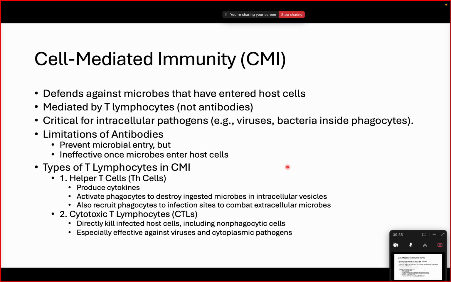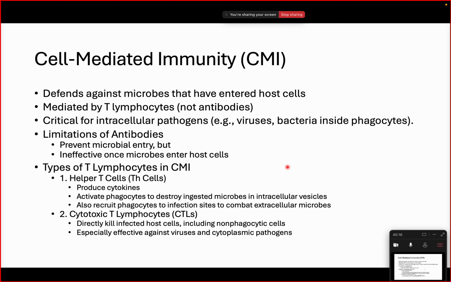Now a few basic details of cell mediated immunity: it is defense against microbes that have entered host cells, mediated by T lymphocytes, and critical for intracellular pathogens such as viruses and bacteria which have been phagocytized. A few limitations of antibodies: they prevent microbial entry, but are ineffective once microbes enter the host cell.